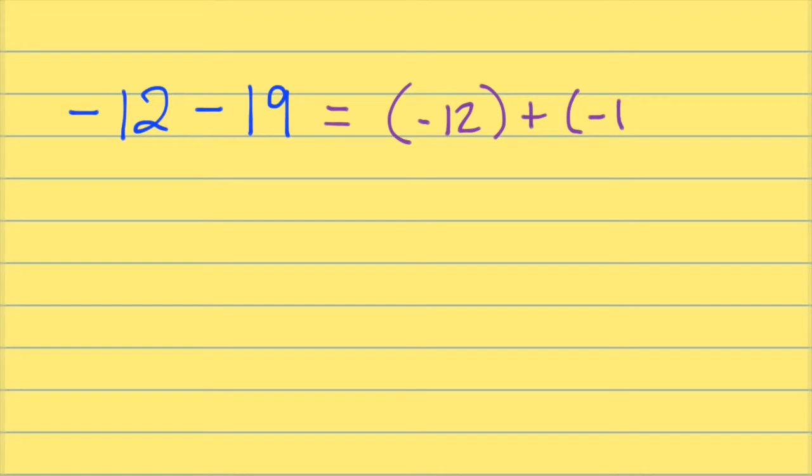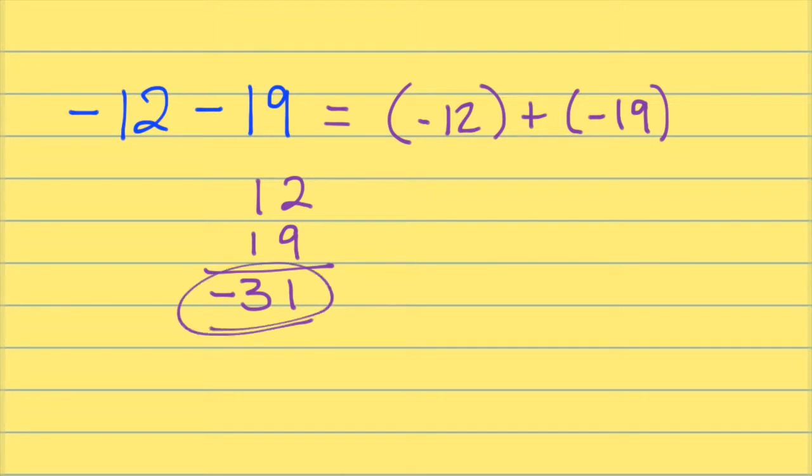For instance, when we start with negative 12 minus 19, we can look at this as the addition of two negative numbers, negative 12 and negative 19. And I know how to add two negative numbers. When they have the same sign, I add and I keep their sign. And so the result is negative 31.